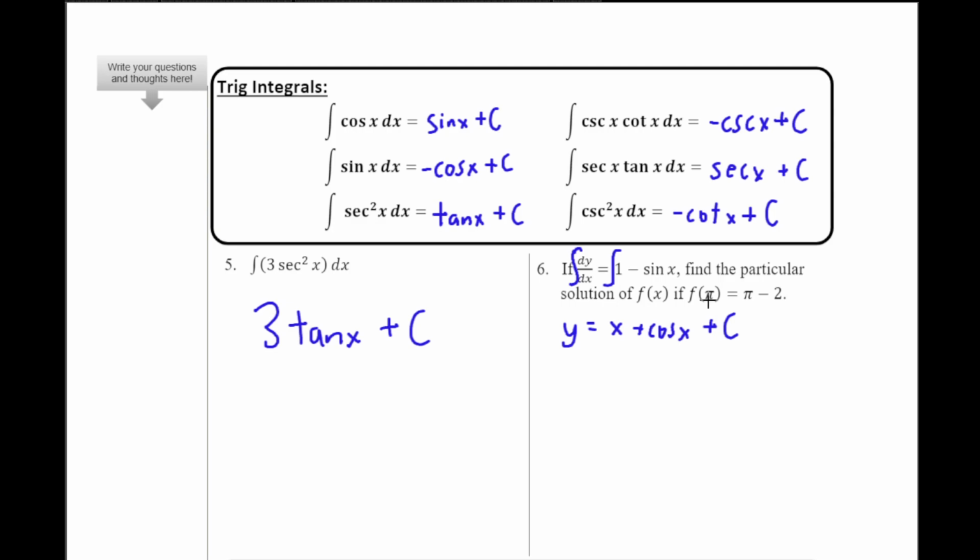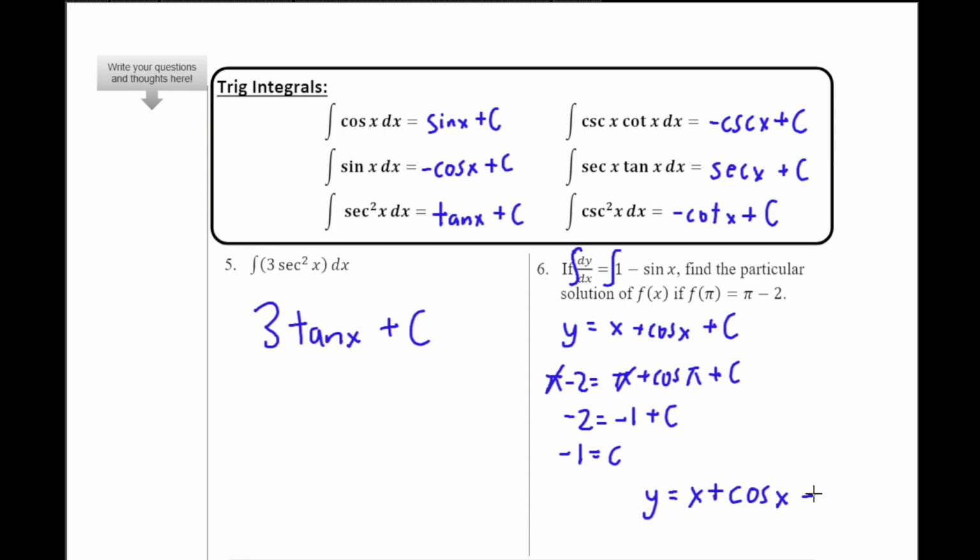Now we can plug in our conditions. When x is pi, y is pi minus 2. So pi minus 2 is equal to x is pi. So pi plus cosine pi plus c. See that pi and the pi cancel out. So we have a negative 2 equals cosine of pi is negative 1 plus c. Add 1 on both sides. That gives you negative 1 is equal to c. So you plug the c back into the general solution here. Y is equal to x plus cosine x minus 1.